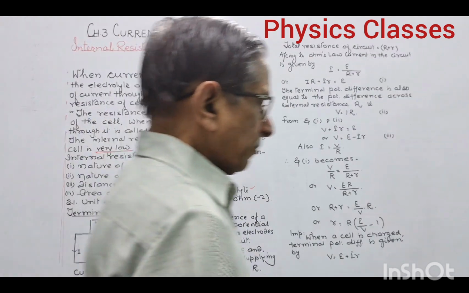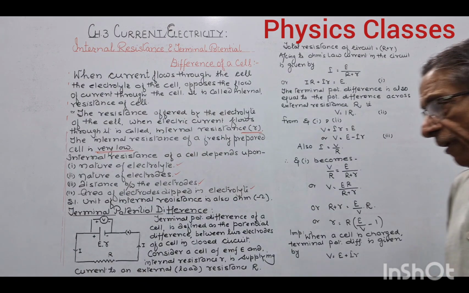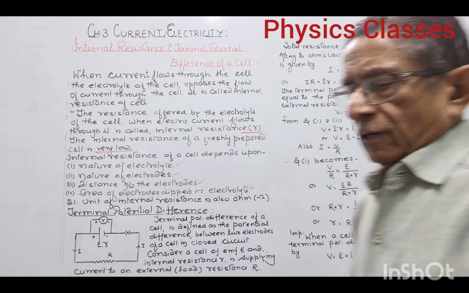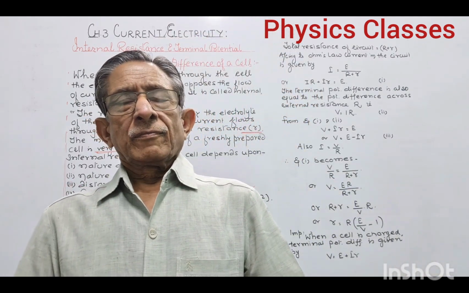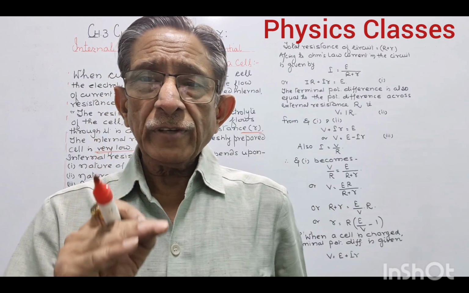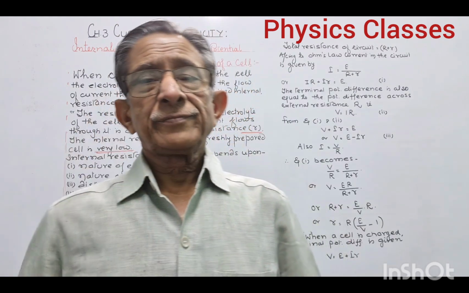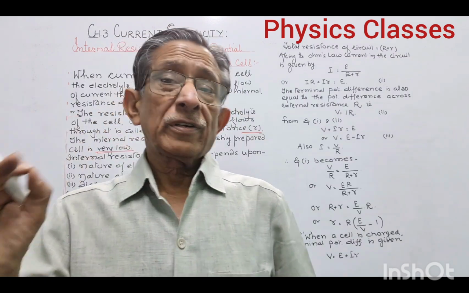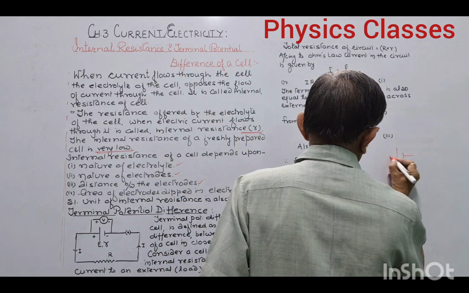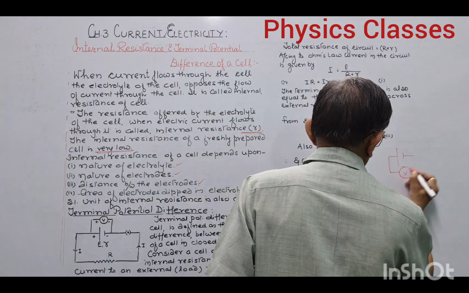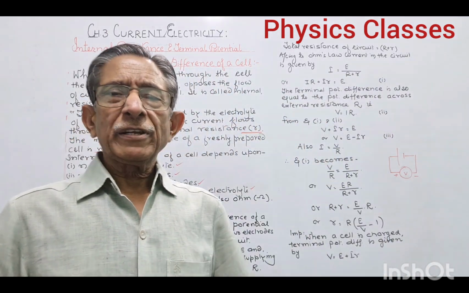Now, what is the terminal potential difference of a cell? When no current is drawn from the cell, the maximum potential difference across the terminals of a cell is called its EMF. Suppose I take a cell and connect both the terminals to a voltmeter. Then the reading of the voltmeter will give us the EMF.